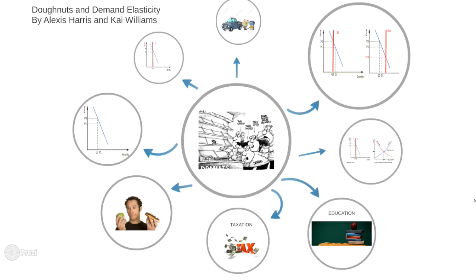Today we'll be focusing on donuts and demand elasticity. Our story begins with four hungry men with a powerful craving for donuts. Unfortunately for them, there is only one donut left in the only donut store in town. But take a closer look at the donut and see the word gas.